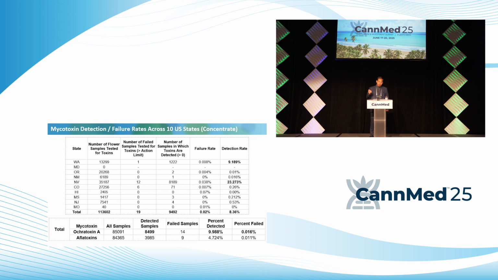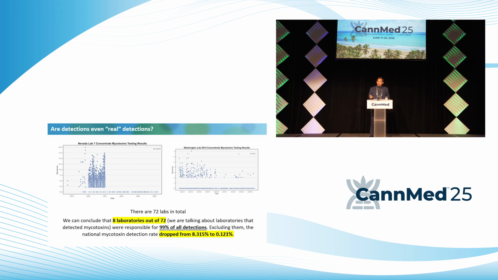And if we continue on to break down by analyte, again, ochratoxin A is going to be that primary driver, accounting for just under 0.02% of the failure rate and the majority of the detections. But it's important to consider, are these detections even real detections?